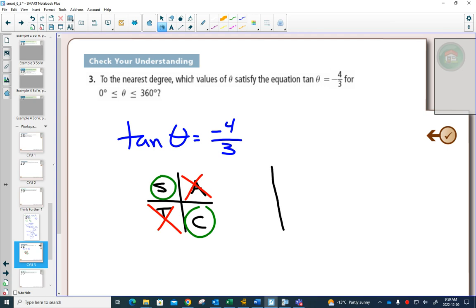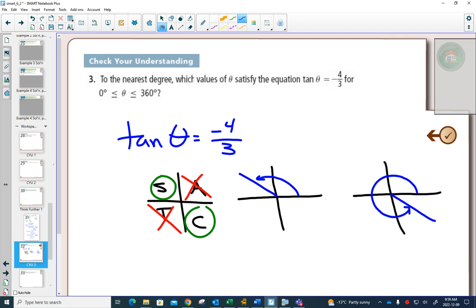We can then draw a picture of an angle in standard position in quadrant two, and we can draw a picture of an angle in standard position in quadrant four. If we draw those, we can also label the reference angle theta r there and theta r there. That reference angle tells us where our triangle is. What do we know about this triangle? We know that since tan is negative 4 over 3, the opposite side would be 4 and the adjacent side would be 3, or at least some multiple of that.